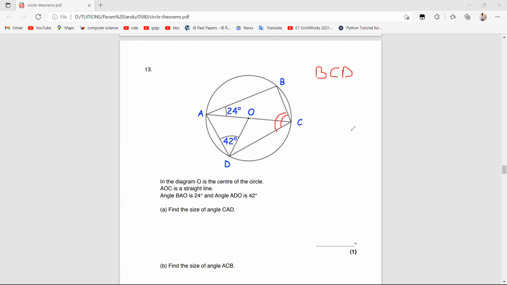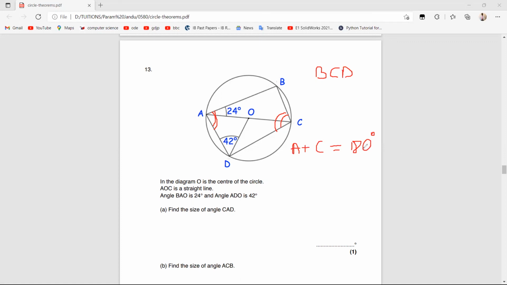Now, this is how we do BCD. Look at ABCD. That shape is a cyclic quadrilateral because all the vertices are touching the circumference of the circle. So what do we know about cyclic quadrilaterals? Their opposite angles are supplementary, okay? So angle C inside the cyclic quadrilateral is actually opposite angle A inside the cyclic quadrilateral. So the angle at A and the angle at C should give us 180, okay? That's the theorem of the cyclic quadrilateral.